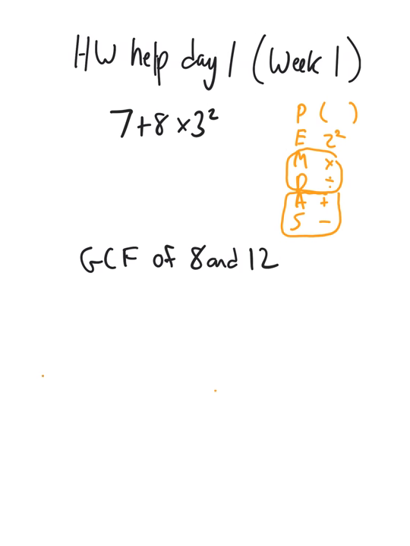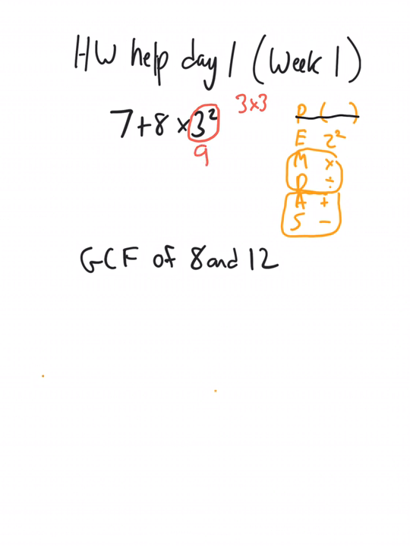So when I'm looking at my problem here, I see there are no parentheses, so I'll skip over that. And then I do have exponents. I have that 3 squared right there. Now, if you remember, 3 squared does not mean 3 times 2. 3 squared means 3 times itself 2 times, which is 9. So if you solve that, you write down your 9.